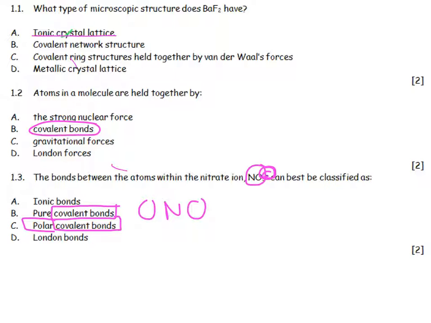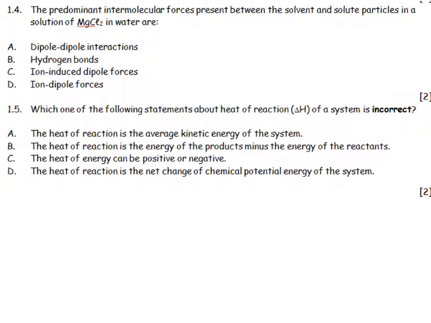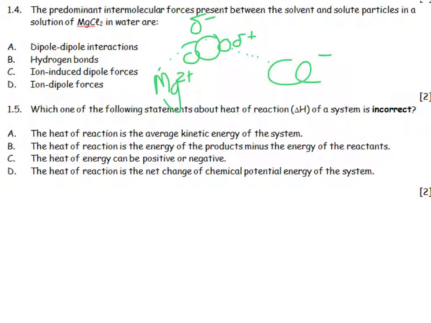It's got extra electrons. The predominant intermolecular forces present between solvent and solute particles in a solution of magnesium chloride and water. So the water is going to be polar covalent, and the chlorides are going to be negative, and they will be attracted to the slightly positive, and the magnesium 2 pluses are going to be attracted to the slightly negative oxygen. So that is an ion dipole intermolecular force.